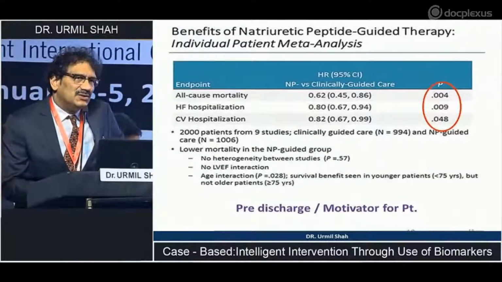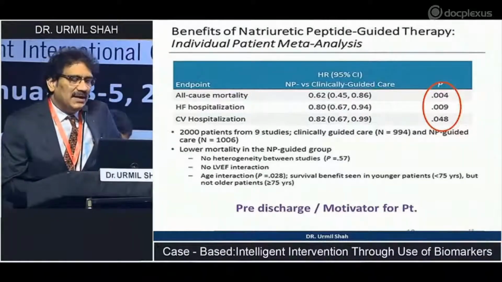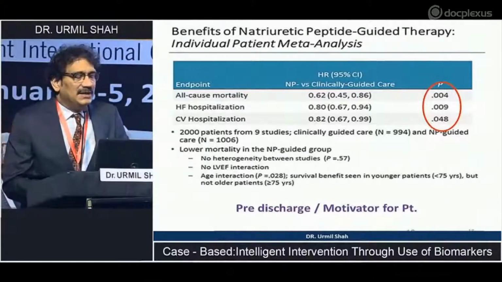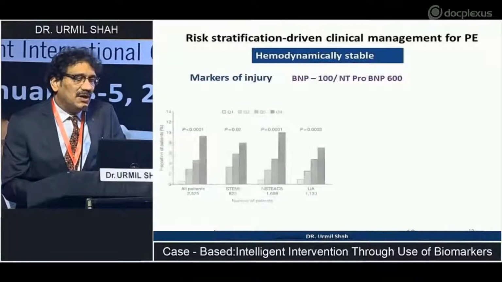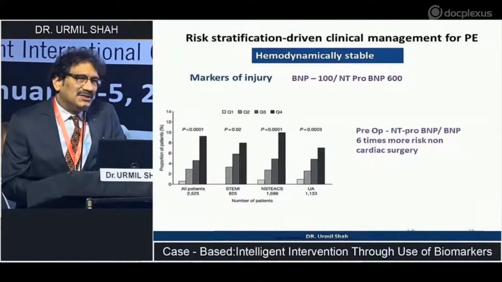Pre-discharge NT-proBNP is also very helpful as far as prognosis is concerned, and we can motivate the patient. We can tell them that last time the NT-proBNP was high, you have taken treatment, now it is going down, and we have to keep it on the lower side. Other than cardiac conditions, in pulmonary embolism in a hemodynamically stable patient, NT-proBNP is a prognostic marker also. In acute coronary syndrome also, it is an important prognostic marker. And recently, in pre-op assessment for non-cardiac surgery, NT-proBNP has been found to be useful to prognosticate the patient.